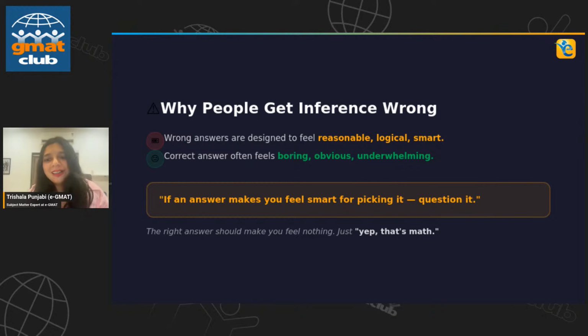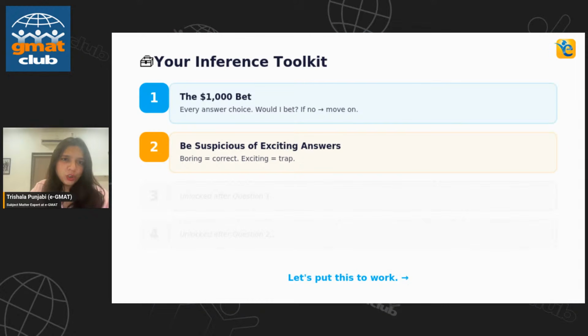Yes, Aman, you can look at the assumption which is already there in the argument. I'll give you examples, but no outside assumptions. No assumptions based on your real world knowledge. And correct answers will usually feel very boring, very obvious, very underwhelming. You think, this is so obvious, why is this the answer? So if you find something extremely boring, that could very well be the answer. Okay? Perfect. We have two things in our toolkit. One is the $1,000 bet, and second is be suspicious of something that's too exciting.